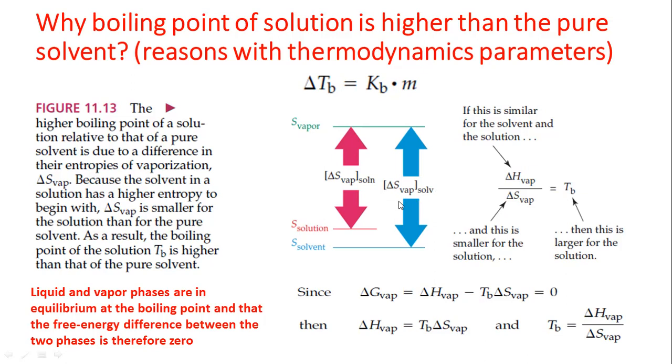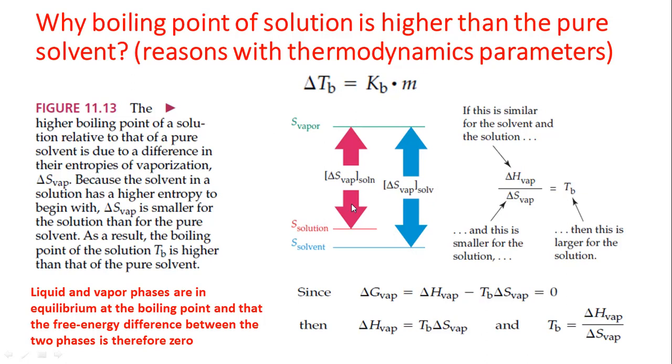So actually here we are comparing the change in entropy of the solution with that of the solvent, and this is clearly visible over here. The change in entropy of the solution is less as compared to the change in entropy of the pure solvent, because the solvent has the least randomness. So when it is converted into the vapor phase, the change in entropy will be more. So the most important factor here is the change in entropy, and the conclusion is that the change in entropy of vaporization of the solution is less as compared to that of the pure solvent.